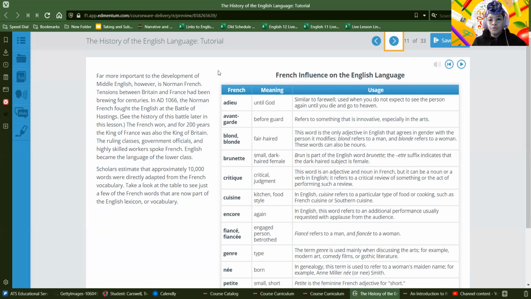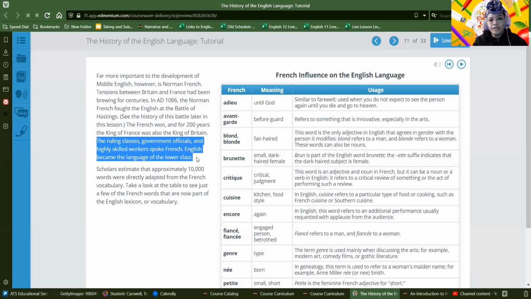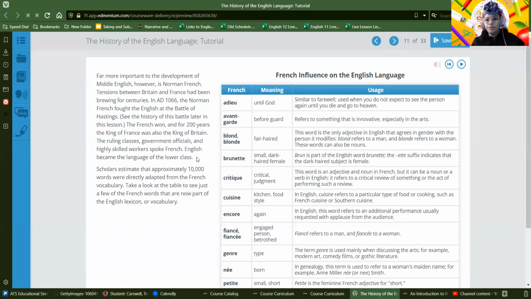So people had to have a lot of their language affected by French as well, because 200 years is a long time. The ruling classes, government officials, and highly skilled workers spoke French. So English became the language of the lower class. Basically, if you were poor, you spoke English. If you were rich, you spoke French. But if you interacted between being poor and rich, like say you worked for a rich person, you had to know enough French to understand what they were telling you to do. So that's how we got a lot of French influence in our language.